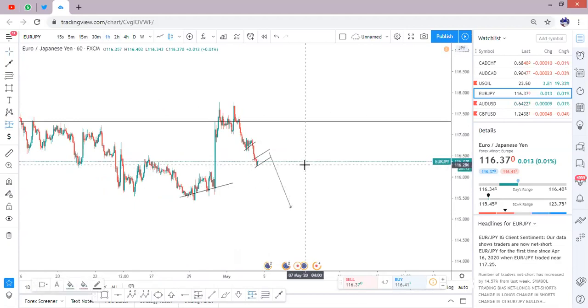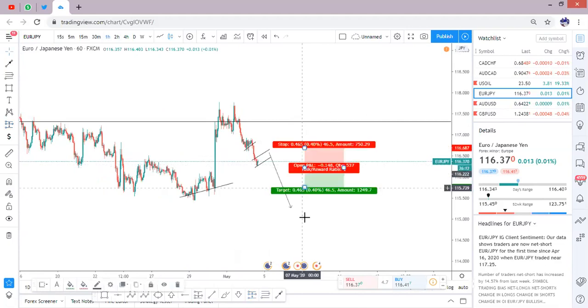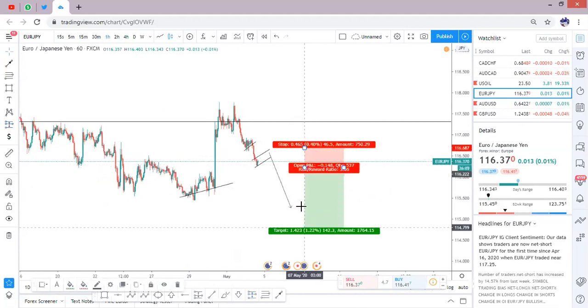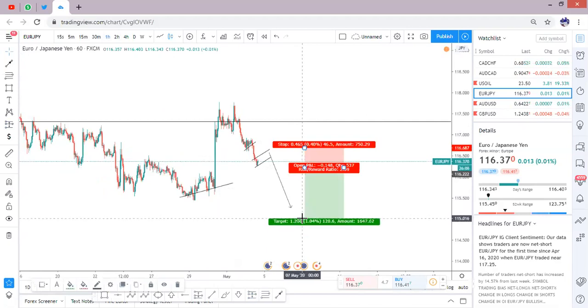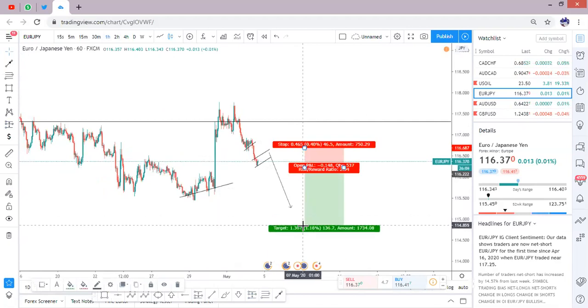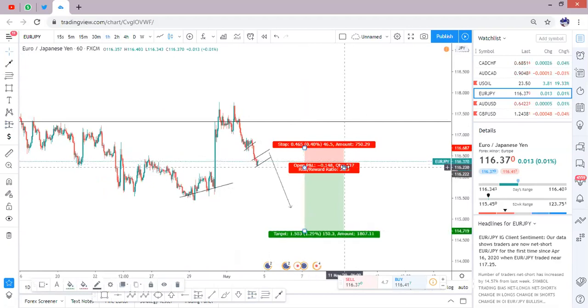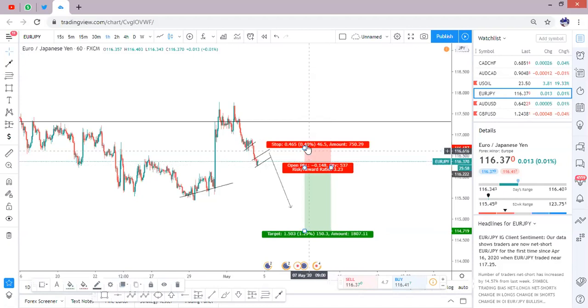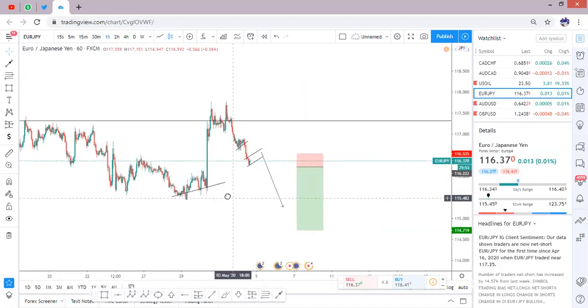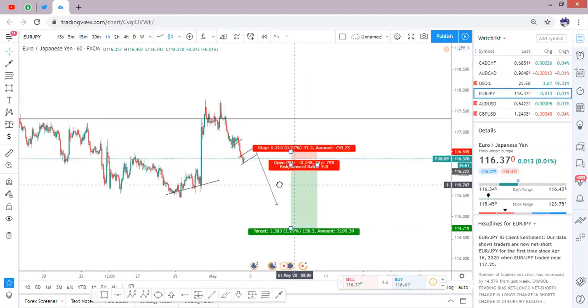So you can be an aggressive trader or the patient one to enter this and to ride down. So let me make it 150 pips. It depends on what you're looking for, but this is surely coming down.